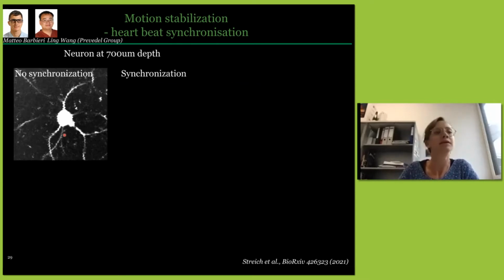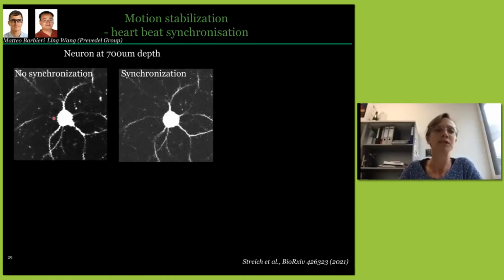And here you can see another example of a neuron acquired at 700 micrometer depth, where you can also see that without cardiac gating, we really have this high frequency motion artifacts, this wiggling, which disappears if we enable cardiac gating, and we rather persist with this low order distortion and translational movement.